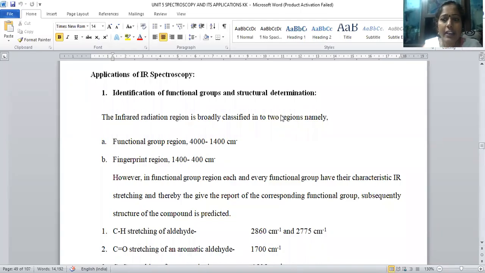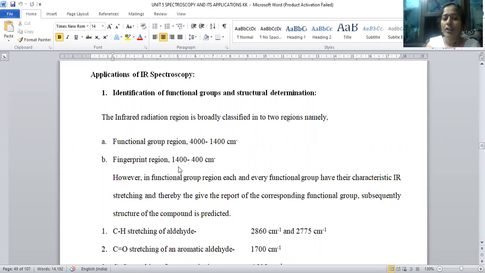Good morning to all. In this session, we are going to discuss applications of infrared spectroscopy. Infrared spectroscopy is the region where all functional group identification is possible. Infrared spectroscopy is broadly classified into two segments. One is the functional group region, the second is the fingerprint region.